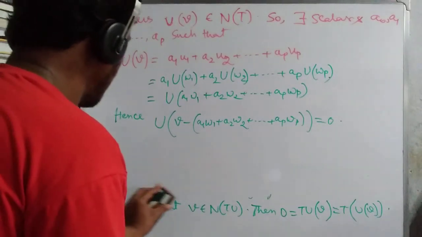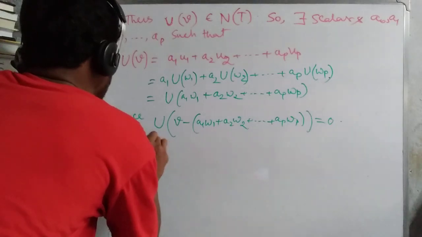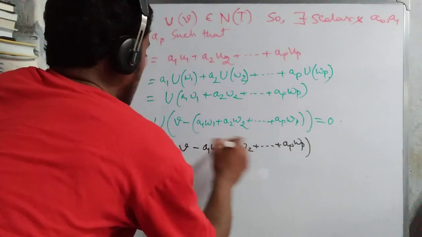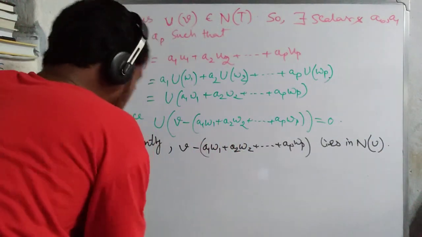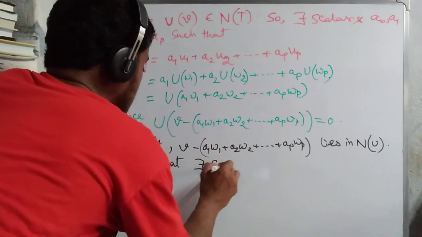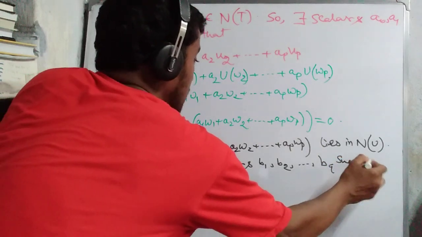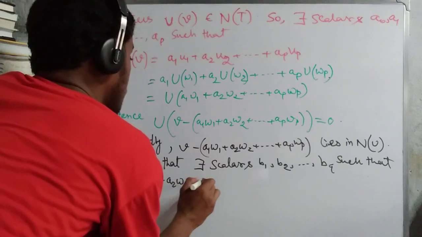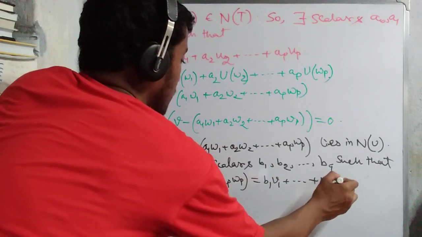Consequently, v minus a1 w1 plus a2 w2 plus ... plus ap wp lies in N of U. It follows that there exist scalars b1, b2, ..., bq such that v minus a1 w1 plus a2 w2 plus ... plus ap wp equals b1 v1 plus ... plus bq vq. Understood?